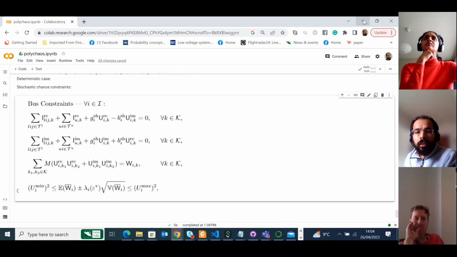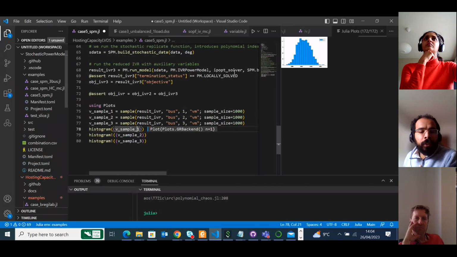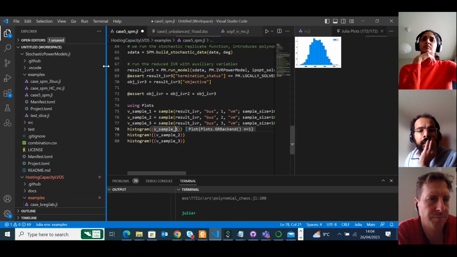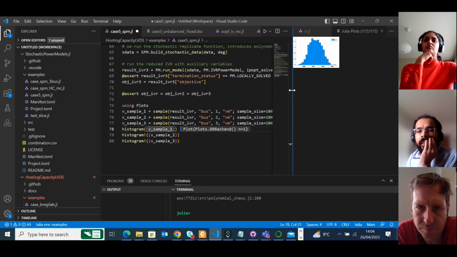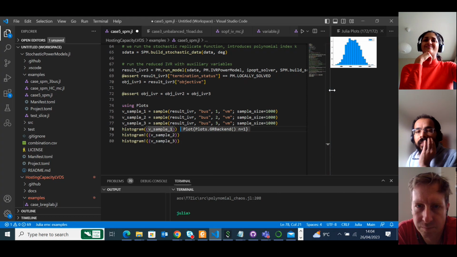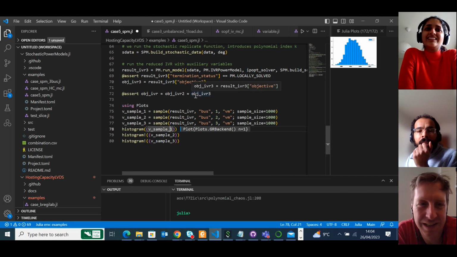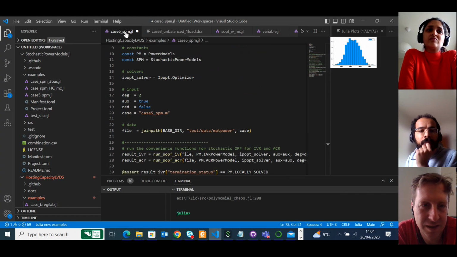Okay. So this one is about the theory, and I want to show you how it looks. If you install this stochastic power models package, I think Khan gave the Pluto notebook. Unfortunately, I cannot run that in my system. It runs, but it keeps on running. Okay. So I'm showing you the main package where there is this example called case 5 SPM.